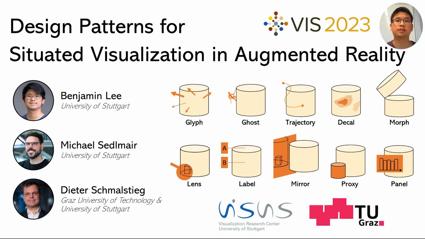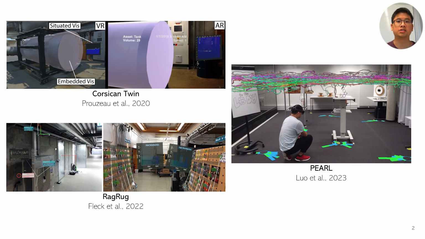I am presenting our work on design patterns for situated visualization on behalf of my co-authors Michael Sedlmair and Dieter Schmalstieg. There is now considerable research interest in situated visualization and analytics by the visualization community. Prototypes such as Corsican Twin, RagRug, and Pearl clearly demonstrate how data can be shown in situ using augmented reality.